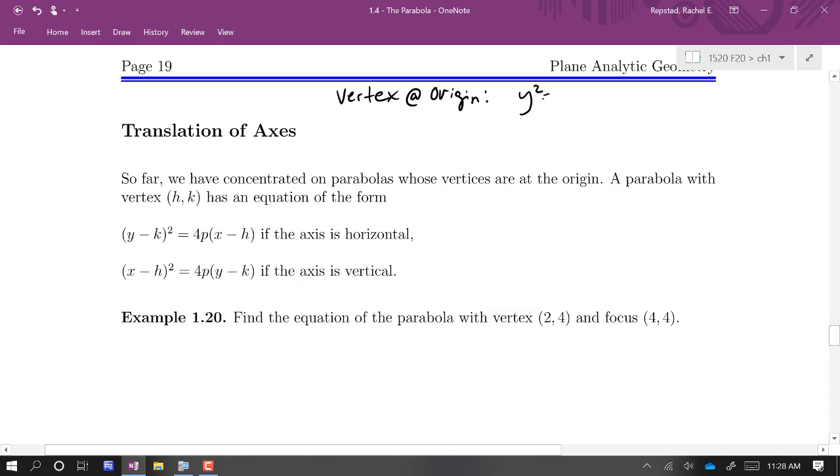Our standard forms are y squared equals 4px and x squared equals 4py. If our vertex is anywhere else, if the vertex is at the point (h, k), all I do is replace y with y minus k and x with x minus h. And then whichever variable is squared depends on whether it's oriented vertically or horizontally. So if the axis is horizontal, if it opens to the left or to the right, it's (y minus k) squared equals 4p times (x minus h), and if it opens up or down, it's the (x minus h) that's squared by itself.